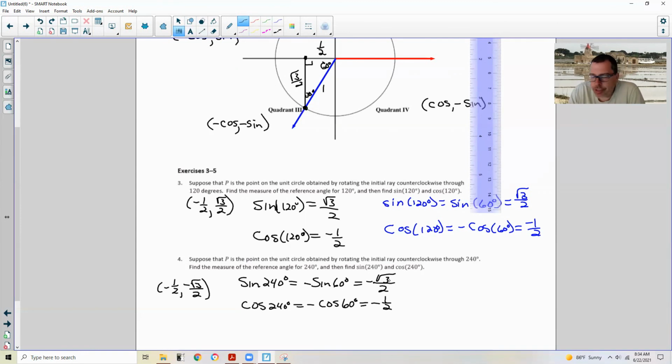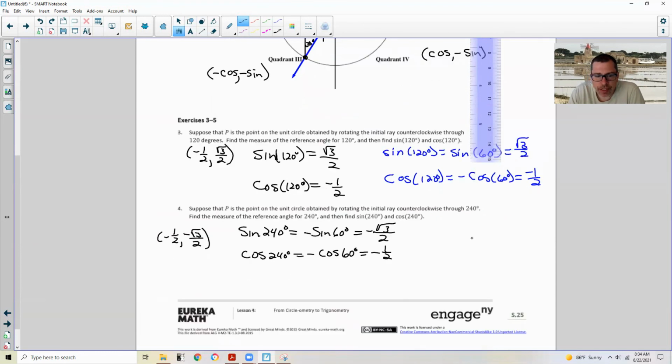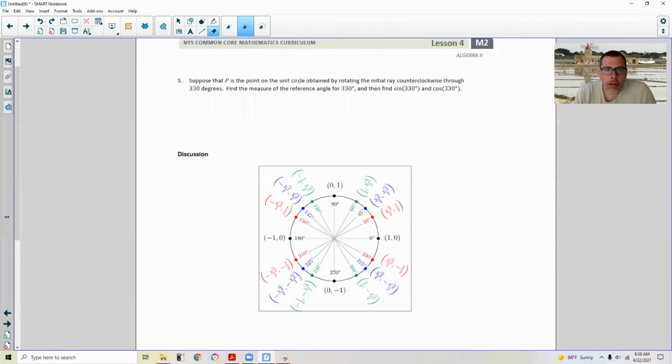So sine of 240 is -√3/2, and cosine of 240 is -1/2. Okay, now number 5 says to suppose that P is the point on the unit circle obtained by rotating the initial ray counterclockwise through 330 degrees to the terminal position. Find the measure of the reference angle for 330, find the sine of 330 and the cosine of 330.